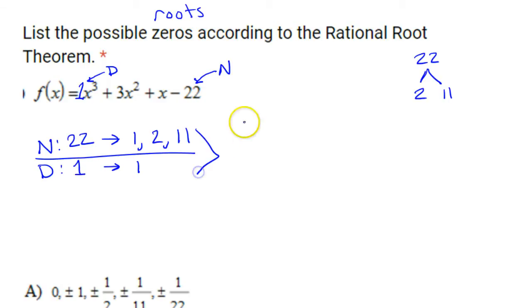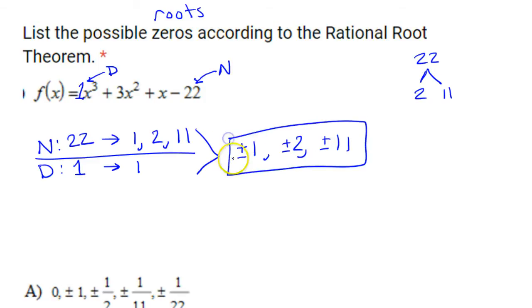Okay, now if we want to write a list of the possible rational roots or the possible rational zeros, same thing, we're just going to mix and match numerators and denominators. Well, I only have one denominator, so if I take each of these and put it over 1, I'm going to get 1, 2, and 11. 1 over 1 is 1, 2 over 1 is 2, 11 over 1 is 11. We just have to put plus or minus in front of these because they could be plus or minus, and that's it. These are the only possible rational roots.